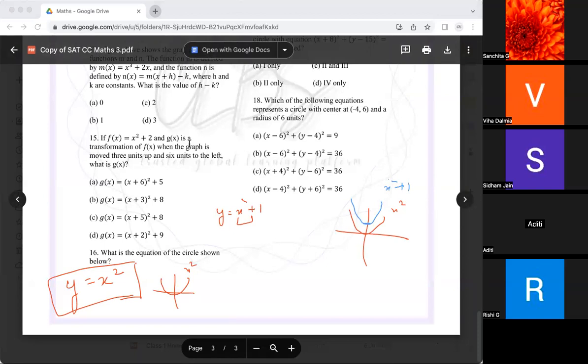X square plus 1 goes up, okay? Let's change it. X square minus 1. What's going to happen? Downwards. Down, right? Rishi, are you with me? Yeah, ma'am. Okay, great. So after transformation, it's going to be 1 unit down. So this was 0, this is negative 1. This is my x square minus 1. Okay, done.